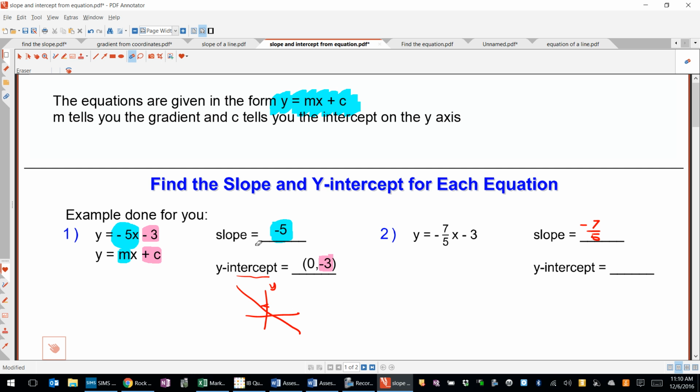Now what that means is when I put 0 into the function, I get minus 3 out. Because I put 0 in, minus 5 times 0 is 0, minus 3 gives me the y answer. So for this one, the y-intercept will just be 0, minus 3 again. So we can use this form of the equation to find our answer. Okay, carry on with this next time.